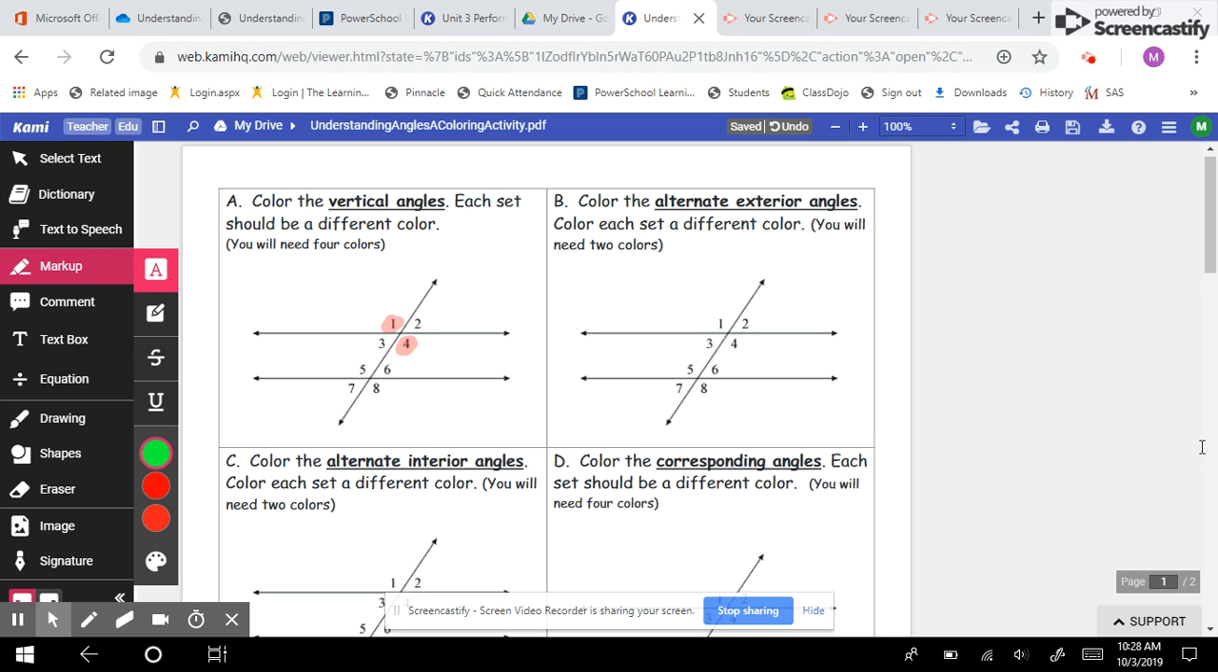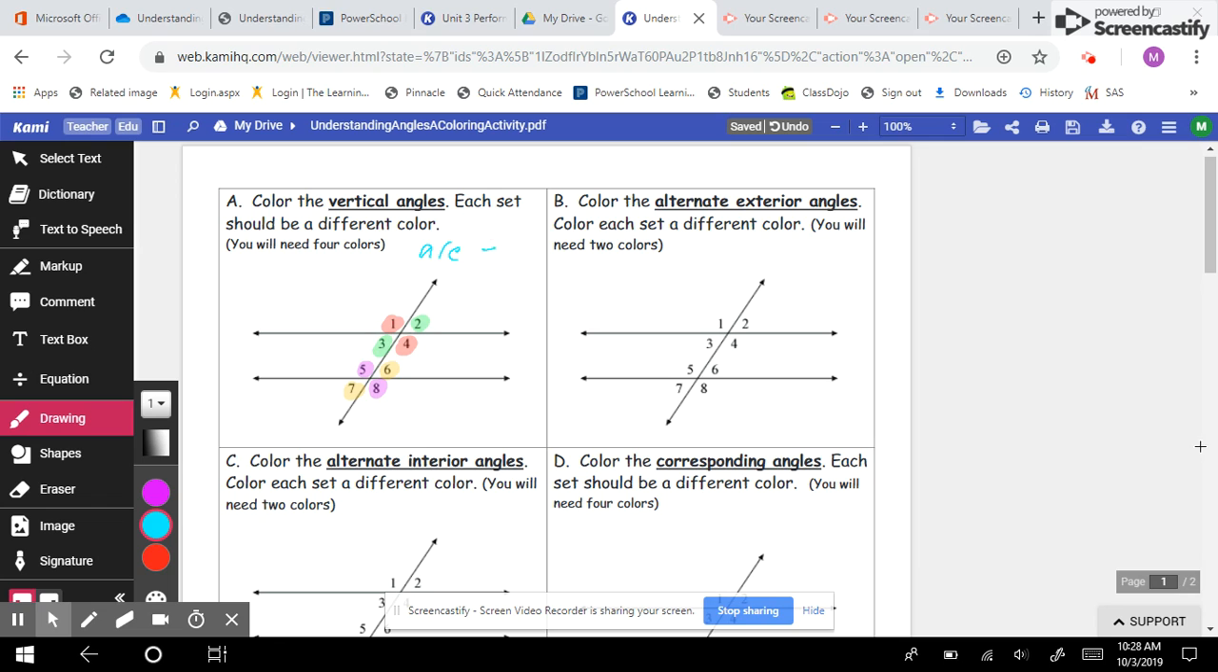Another pair that we have would be 2 and 3. They're the angles that are across from each other. We're going to go through and mark all of them. Angle 6 and angle 7. And then we have angle 5 and angle 8. So the one thing that we know about vertical angles are congruent. They equal each other.